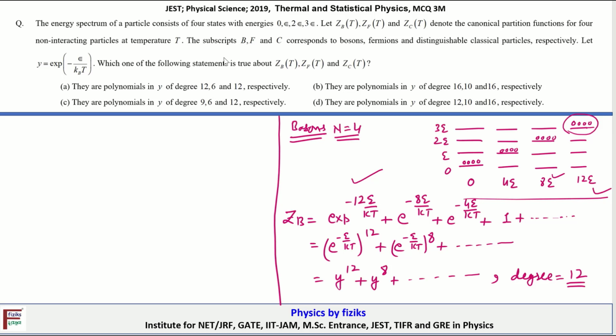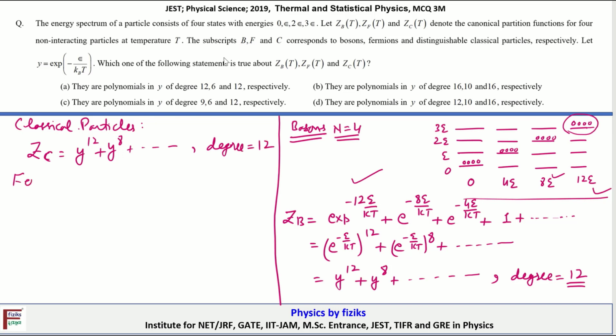For the classical system, because in the case of classical particles there is no condition on the occupancy of the particle, that means all the particles can stay together in a single energy state. So Z classical will look like this: Zc is equal to y^12 plus y^8 plus so on. So here also the degree of the partition function will be 12.